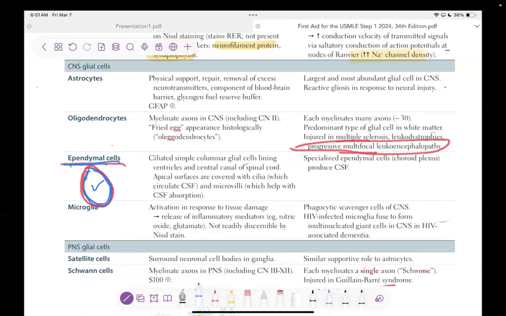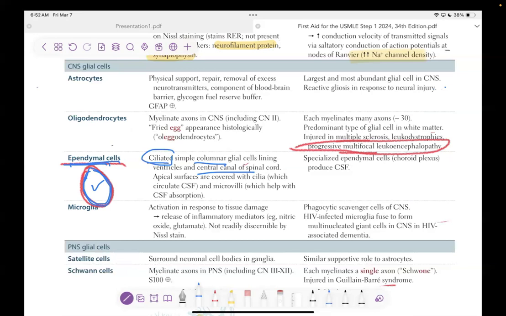Of course, whenever we say ependymal cell, we mean the cell surrounding the CSF, so it is a ciliated, simple columnar glial cell lining the ventricles and the central canal of the spinal cord. So ependymal cells have three types of cells. One type of cells is ciliated.